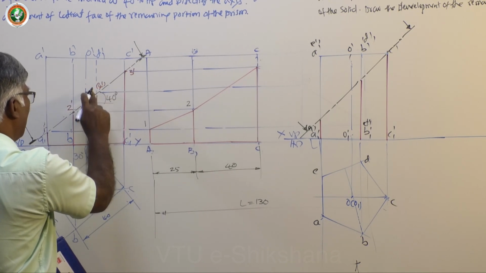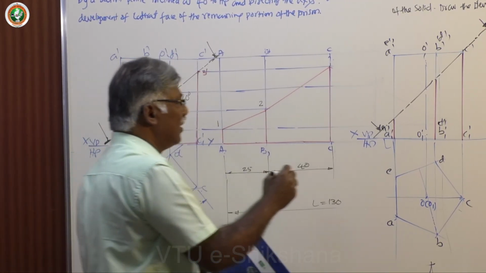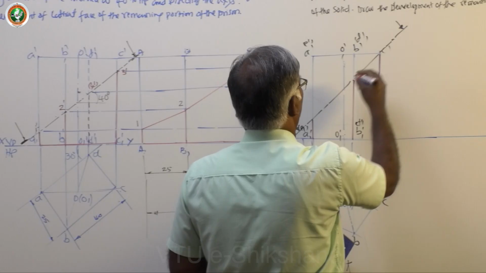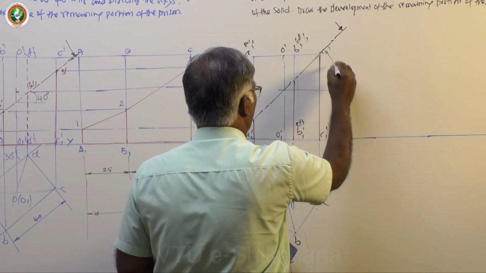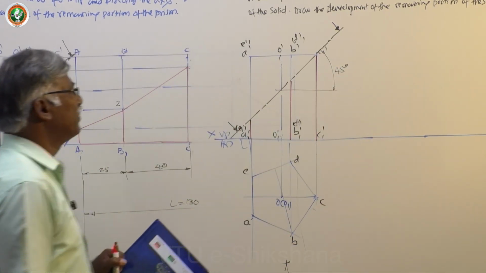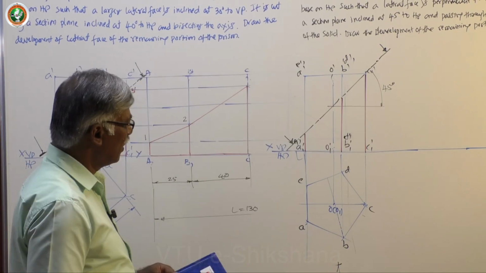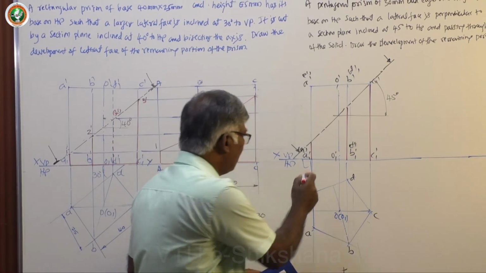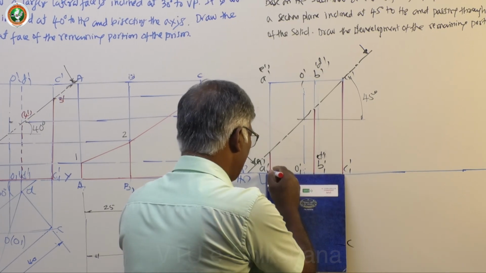Sometimes they will give the angle of inclination with respect to the axis. You must be very careful. Here again 45 degree to HP. You can dimension outside or inside, no problem. 45 degree to HP. Now normally we miss this line. That is the baseline. It is retained.